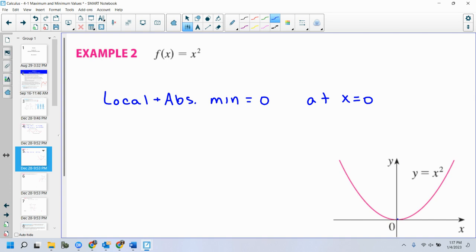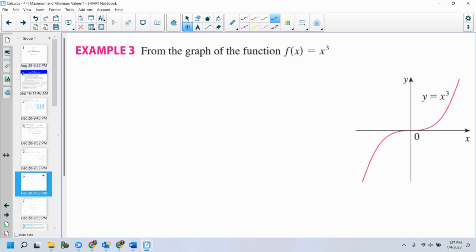Does this have a maximum value? You might be tempted to say infinity, but remember, to be a maximum value, it needs to be an output of the function. Infinity is not really an output, it's like an idea, right? It's just going there, right? So there is no absolute maximum or even local max, whatever it may be. Okay? Questions about that? Okay, let's take a look at x cubed.